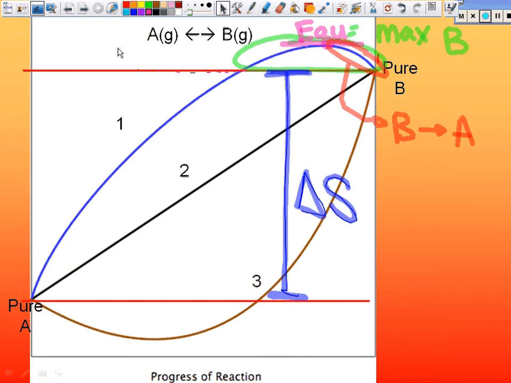Line 2? No. Just keep it. I don't necessarily know if that's this. I don't necessarily know how to answer that.